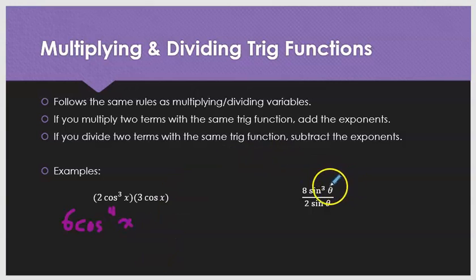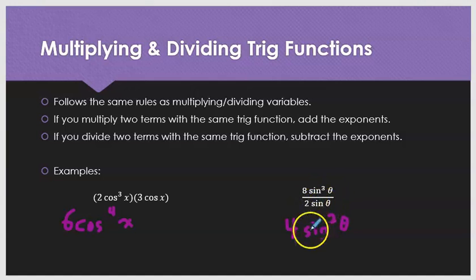Here I have a division question. Again, you can focus on the coefficients separately from the trig functions. So I have one term divided by one term. 8 divided by 2 is 4. And then here I'm dividing the trig functions. So when you divide two terms, subtract the exponents. I have the third power minus the first power. So I end up with the second power.